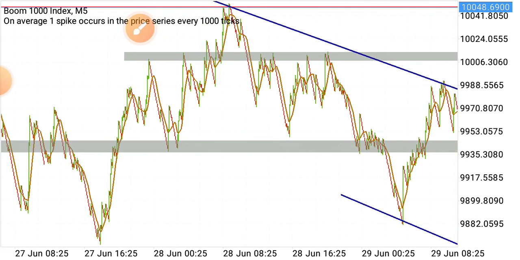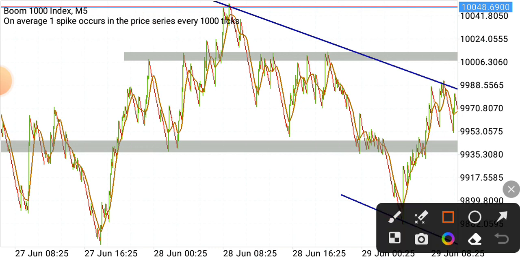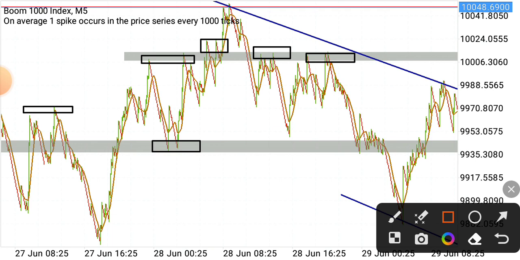Look at another double bottom here. This is another double bottom here. Guys, this is a double top here. This is another double top here. This is a double top here, guys. This is a double bottom here.